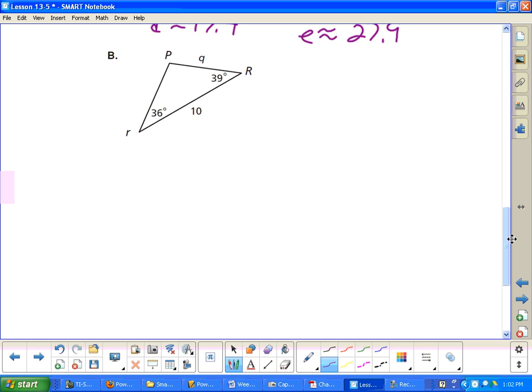So make sure, one thing you should always do is draw the triangle on your paper. That way you have it right there in front of you. Double check your numbers. Make sure you put them down correctly. They don't have to be perfect.